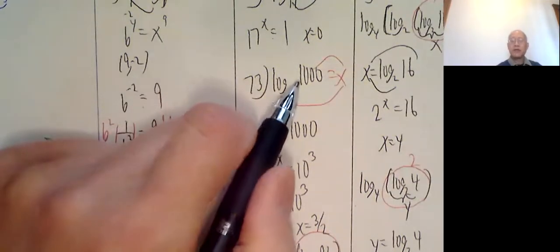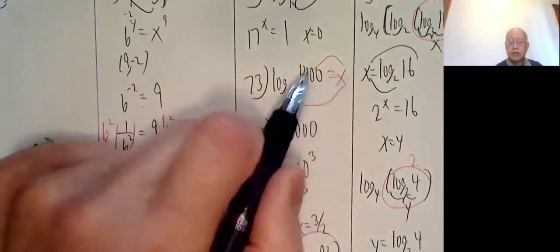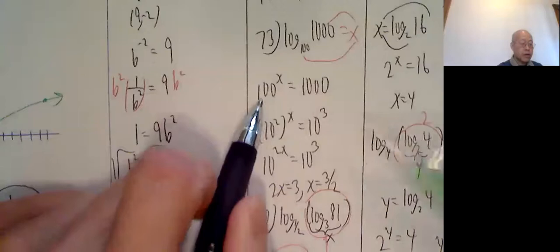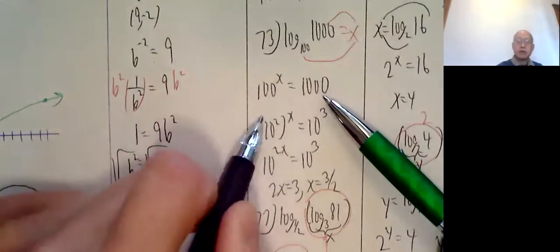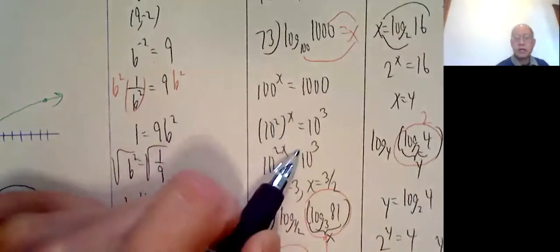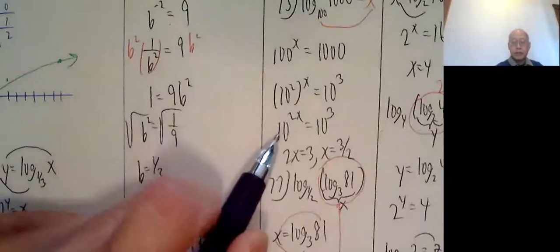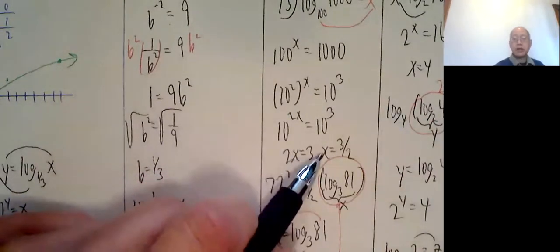Log base 100 of 1,000 equals x. Unscramble it. 100 to the x equals 1,000. Write both of these to the same base. How about base 10? This is 10 squared. This is 10 cubed. And now you get to multiply these two. 10 to the 2x equals 10 cubed. Same base. Therefore, the exponents must match. 2x equals 3. X equals 3 halves.